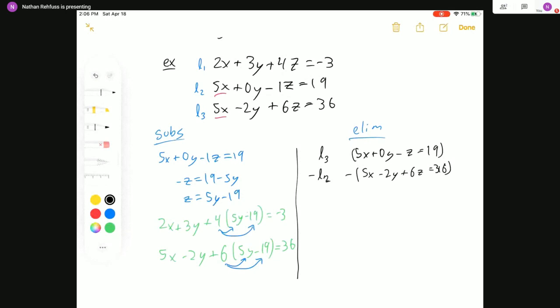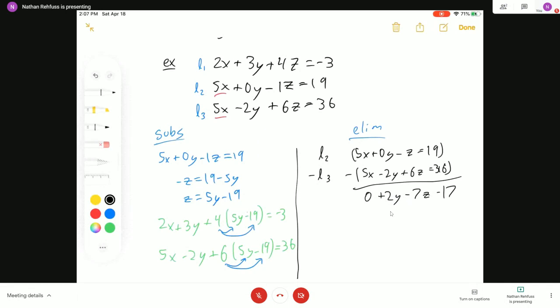Oops. Well, I guess that's the order I'm doing these in now. That was, in fact, line 2 minus line 3, wasn't it? So, 5x minus 5x, that's a 0, just as we expected. 0y minus -2y is 2y. This will be minus 7z, and 19 minus 36 gets us a -17. So this is an equation with no x's in it now, just y's and z's. So I've used line 2 and line 3, I've used one pair, and now I need another pair of lines. I could do 1 and 3 or 1 and 2.